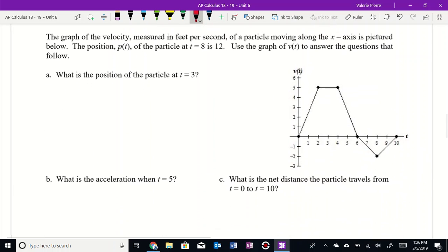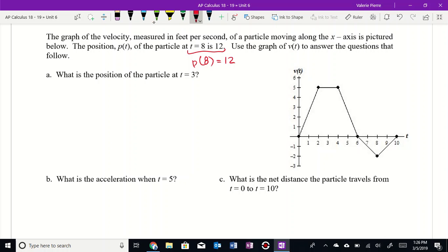The graph of the velocity, measured in feet per second, of the particle moving along the x-axis is pictured below. The position P of t of the particle at t equals 8 is 12. Use the graph of v of t to answer the questions that follow. So we know that P of 8 equals 12. That is a point of information that we know.